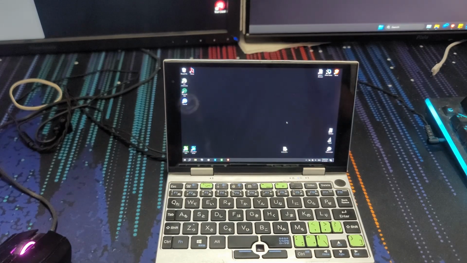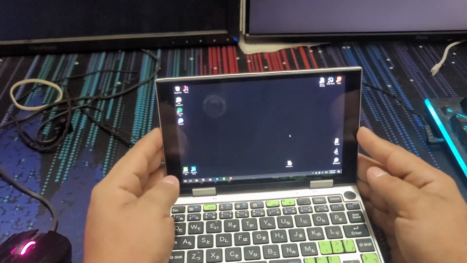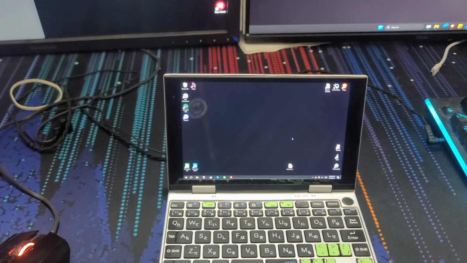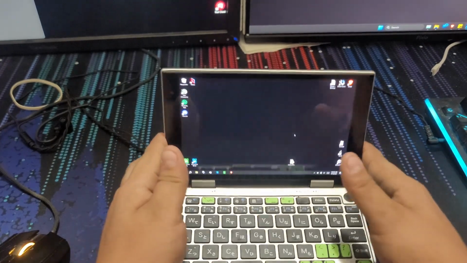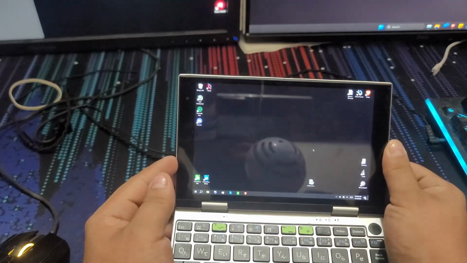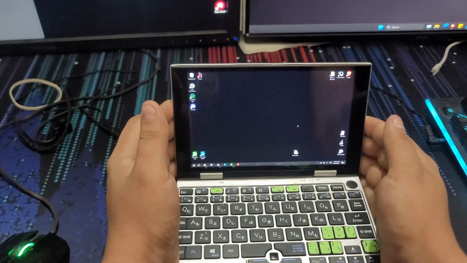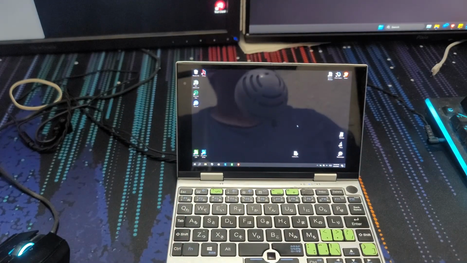The screen is actually one of the highlights of this little tiny thing. It's running at 1920 by 1200, and it is an IPS. So it looks good, and it's super sharp. Too bad it's only running at 60 Hz, but considering how small this is, you wouldn't be going anywhere higher than that. It only has 8 gigs of RAM, but it's good enough for something this small.